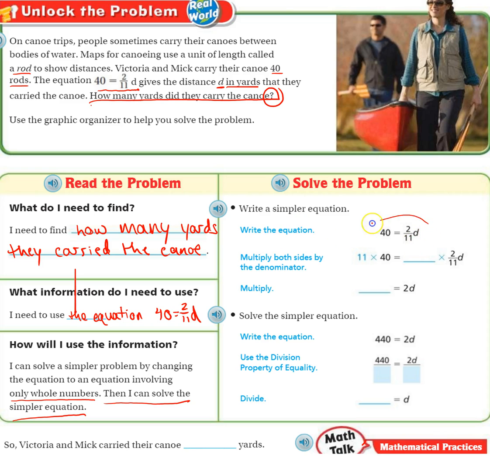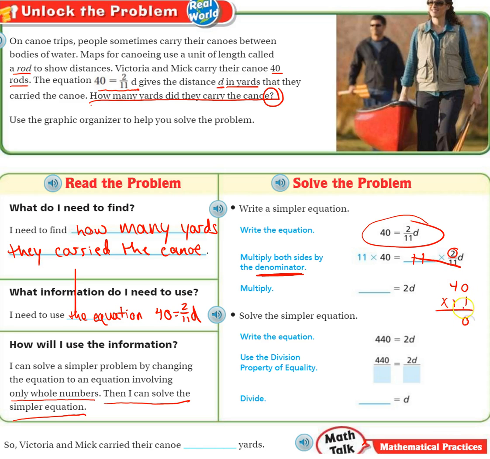So write the equation. Here we have the equation. Multiply both sides by the denominator. The denominator on the fraction we have is 11. So I multiply 2/11 times 11 and I multiply 40 times 11. Now what that does is it gets rid of the fraction part and changes this just to the numerator. So it's now 2 times d, but I also have to change the other side. So I have to do 40 times 11.